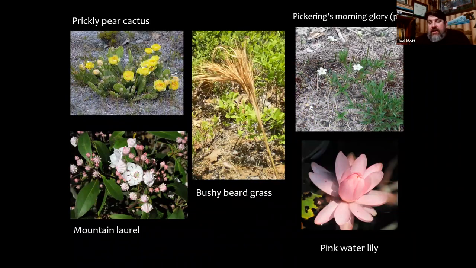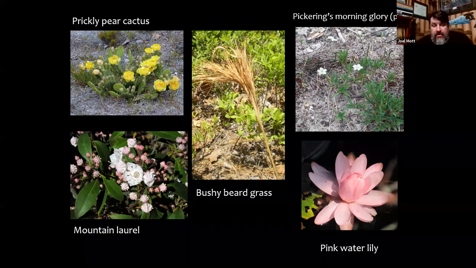One of the unique Pinelands plants I like, there's a great patch up in Wells Mills, is the prickly pear cactus. And over here is a Pickering's morning glory. That's a very rare plant that we find in the area. We also have some pink water lilies. We have white lilies, and we also have a yellow or spatterdock.